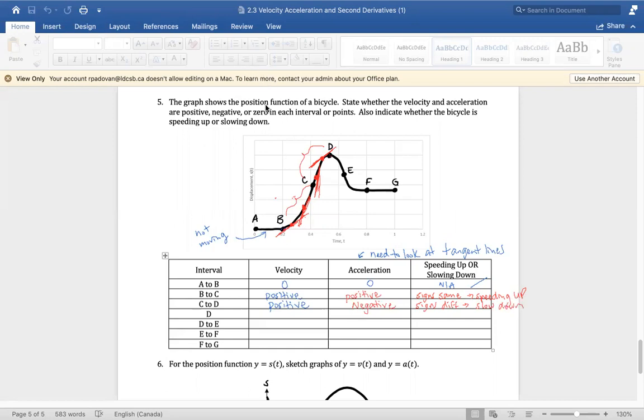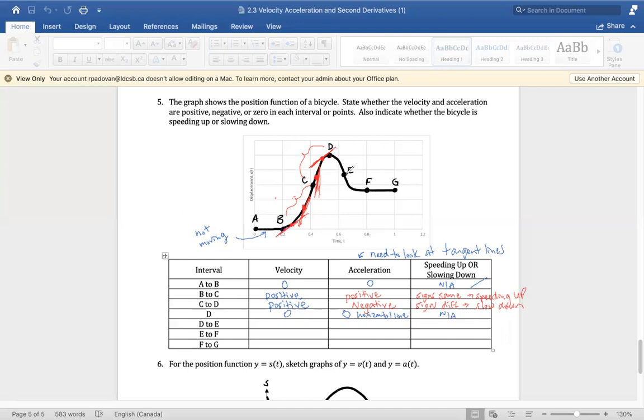So what about at point D? At point D, if we wanted to go to acceleration, my tangent line would be horizontal, so it's neither positive nor negative. I would just say my acceleration is 0. It's a horizontal line. And my velocity, my speed, is 0. I'm not moving at that exact point of D. So I'm not speeding up or slowing down, NA, or you could just put a line through it.